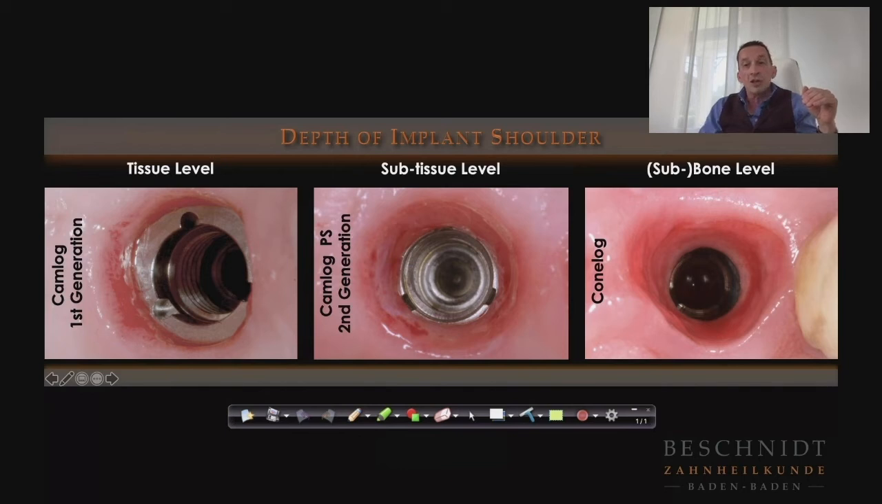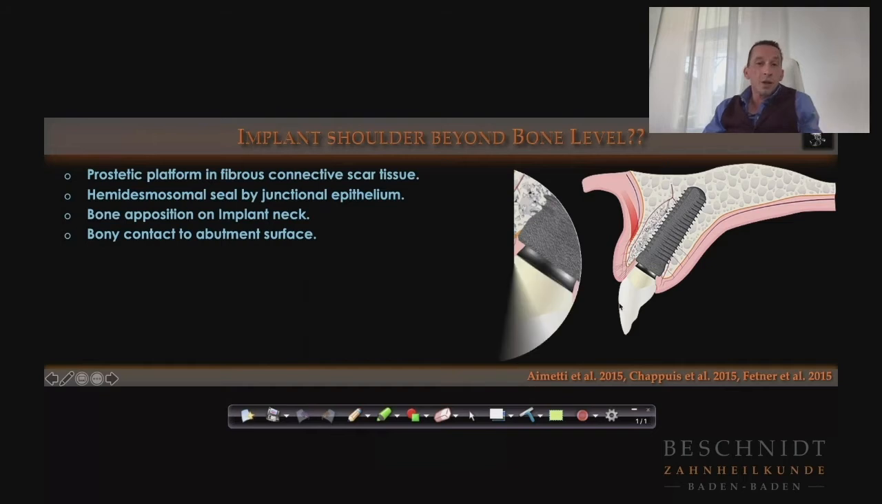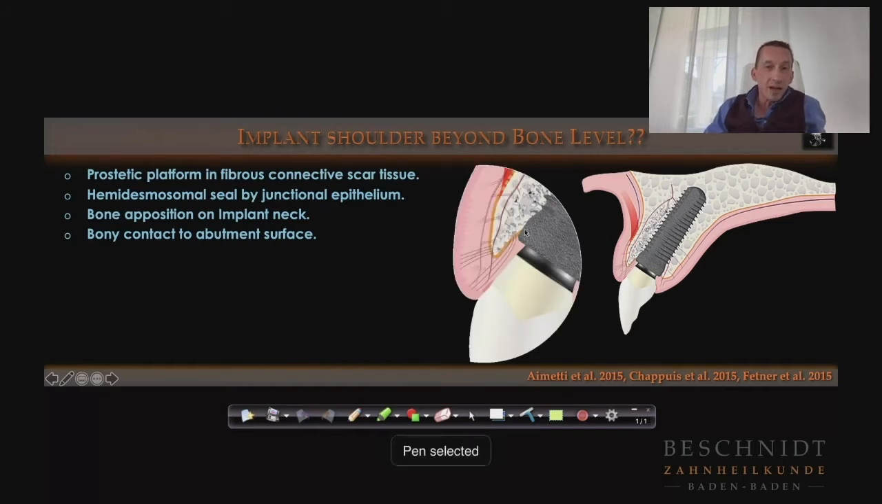And with the CONELOG, you have a device or a fixture to place an implant even beyond bone level. So, looking at implant placement beyond bone level, what we want to see is that the bone level is in front of our implant shoulder, which means if we can end up with implants completely surrounded by bone, we have more stability of the soft tissue above.